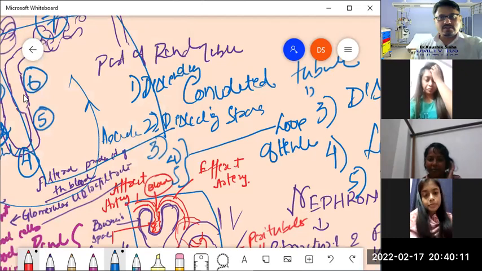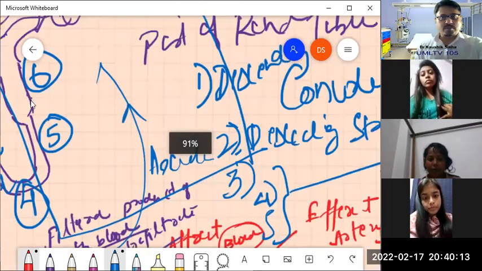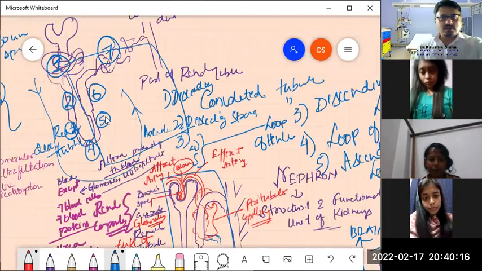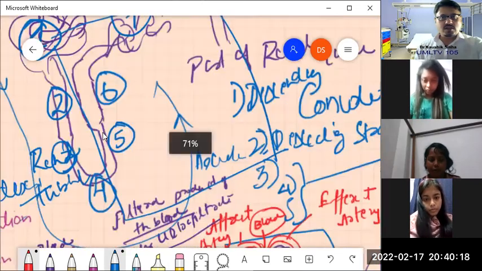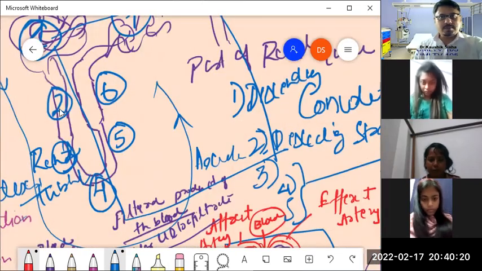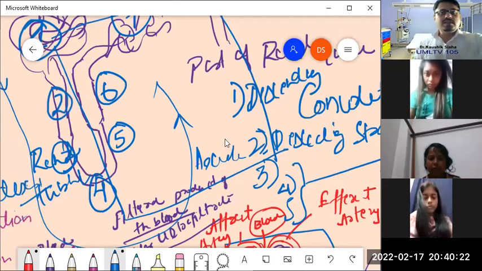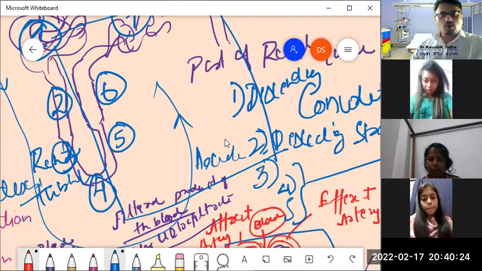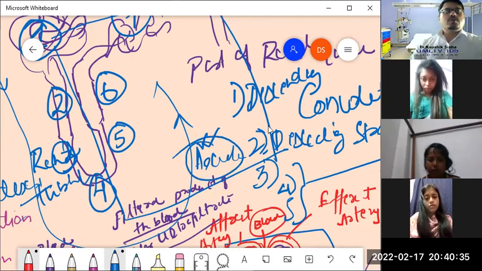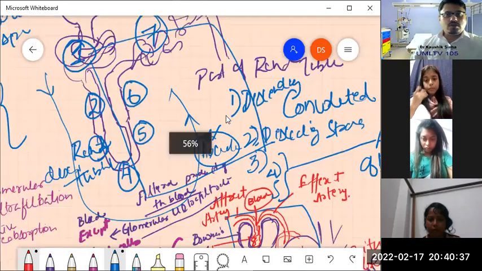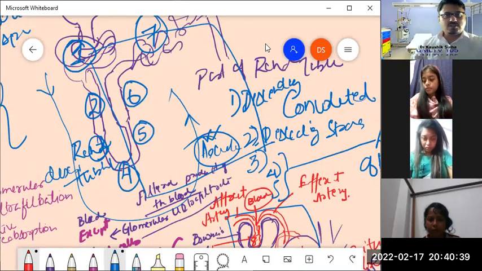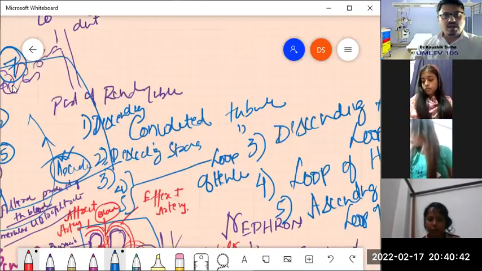Moving upwards from the 5th, you notice this area called 6, which is a straight part. The 6th area is again straight, similar to area number 2. But this time, the flow of the contents inside the tubule will be in the upward direction. That means it has this ascending feature. So the 6th one is to be termed as ascending.